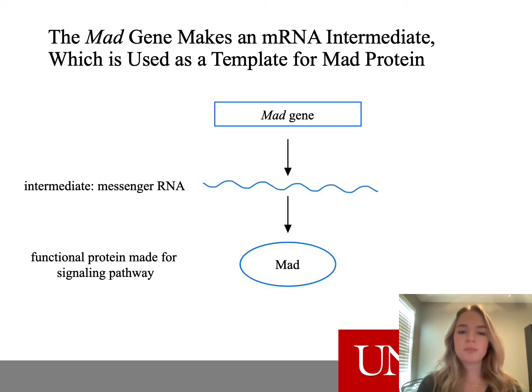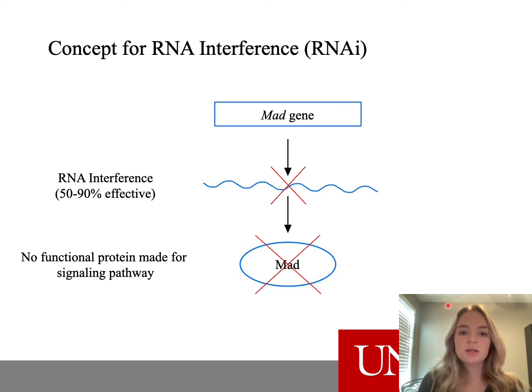So in order to make a MAD protein for a signaling pathway, it begins with the MAD gene, which we saw in the previous slide, and the MAD gene is going to be transcribed into an intermediate, which is a messenger RNA. And this messenger RNA is going to be translated into a functional protein made for a signaling pathway. Now, when RNA interference plays a role, the MAD gene is still going to exist, but RNA interference is going to eliminate that middleman, which is the intermediate of the messenger RNA.